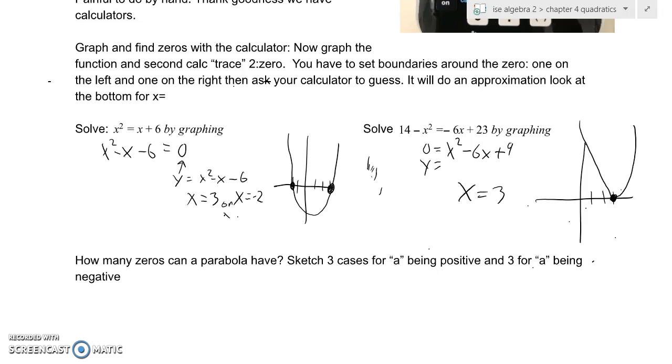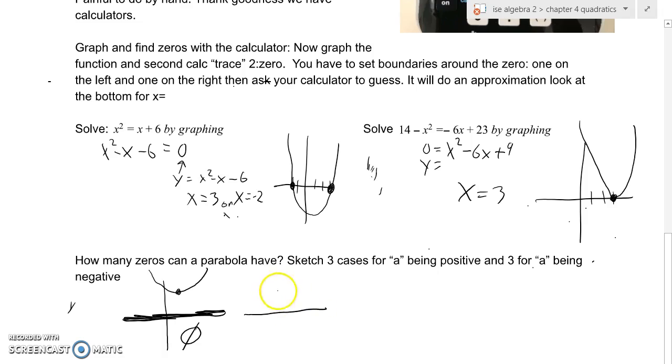How many zeros can a parabola have? So if our A is positive, we're a happy facing parabola. We could not touch the axis at all. We could just exist above the x-axis. There would be no intersects with this axis down here. This is a 0. Could be like our last problem where we come down and we just touch once and have 1. Or it could be a normal happy parabola where we come down and cross once, twice, and have 2.